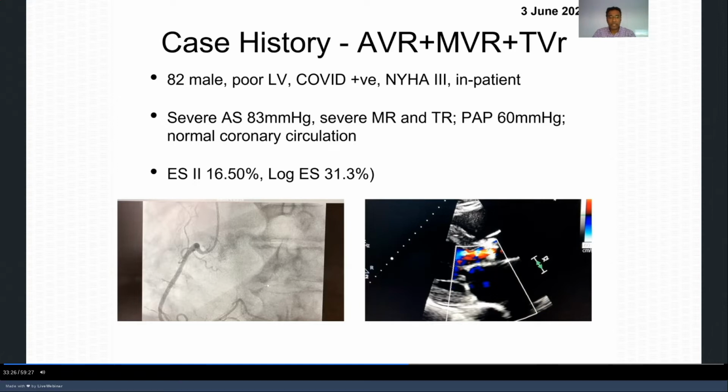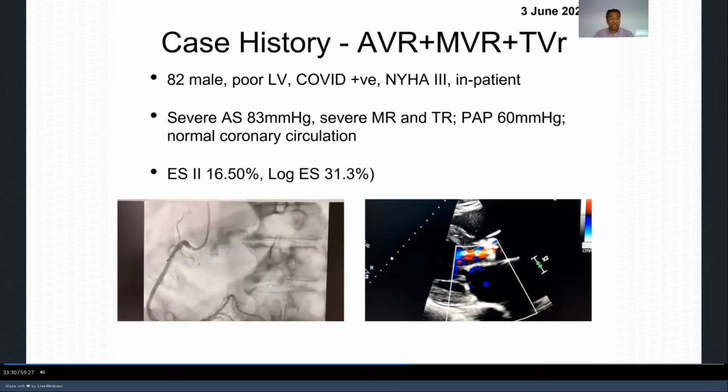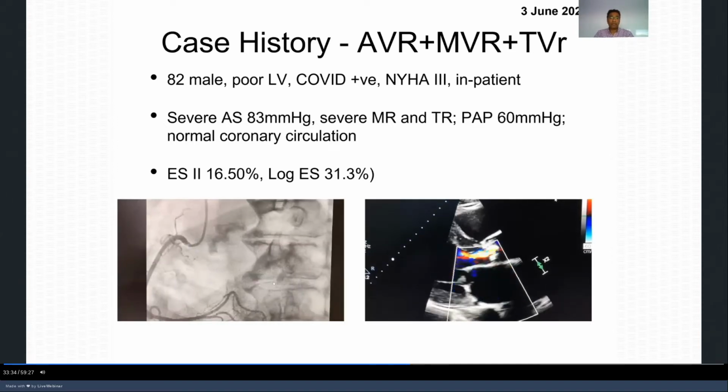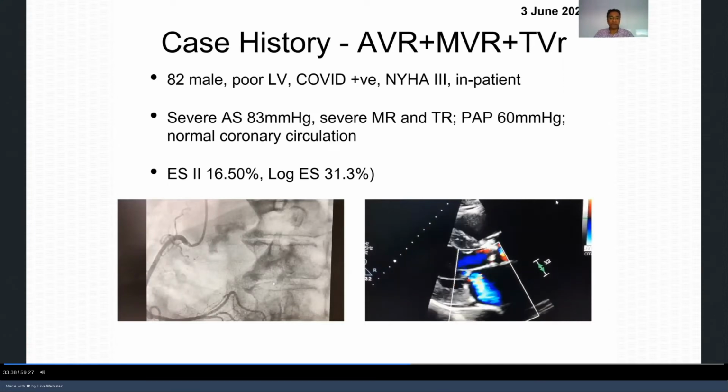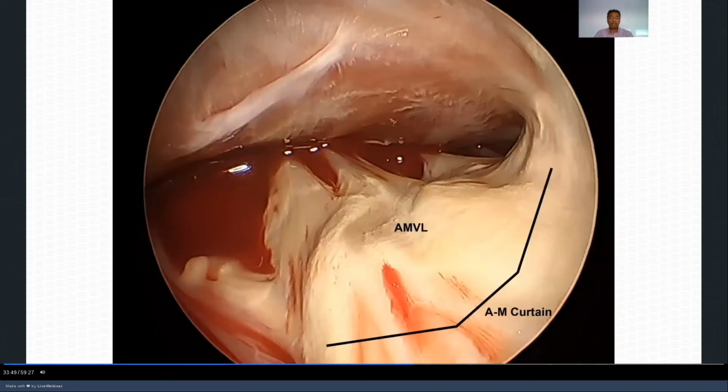You can see here in the fluoroscopy, his aortic valve is heavily calcified and not moving. And on the echocardiogram, he had both aortic incompetence and mitral regurgitation with a very restricted aortic valve. Using a video scope on opening the aorta, you can see a tri-leaflet calcified aortic valve. And looking to the LVOT, you can see the aortomitral curtain and the anterior mitral valve leaflet.